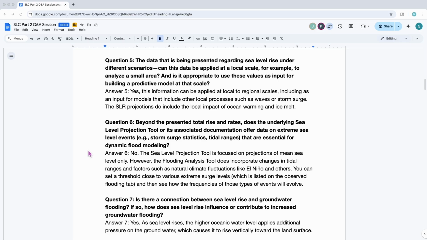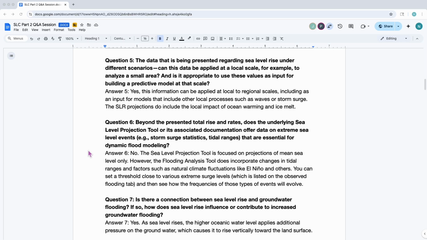However, in the flooding analysis tool that I described, while it's not quite the same thing as doing a 100-year return event or a 10-year return event, it does incorporate changes in tidal ranges into those projections of high tide flooding. It also includes, when you see those uncertainty ranges on the number of flooding days per year, natural climate fluctuations like El Nino and others that you might have heard of.